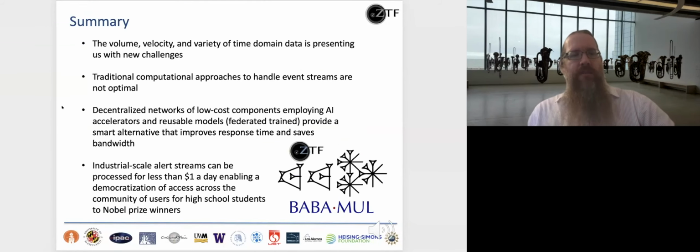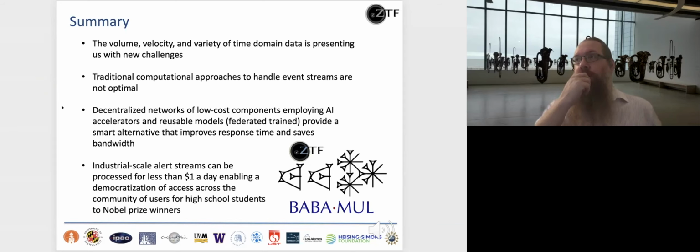So in summary, the volume, velocity, and variety of time-domain data is presenting us with new challenges in astronomy and MMA, but the traditional computing approach to handle event streams just doesn't work. It's not optimal. You don't need access to a supercomputer. You don't need a big compute resource, etc. You can do it with decentralized networks of low-cost, off-the-shelf components, which are employing commodity AI accelerators and reusable models.